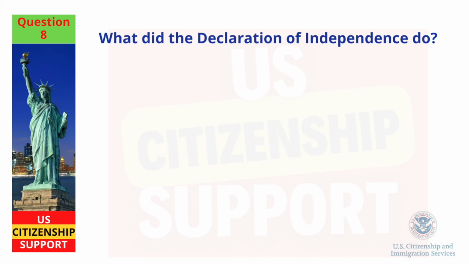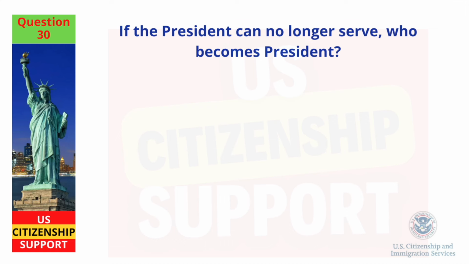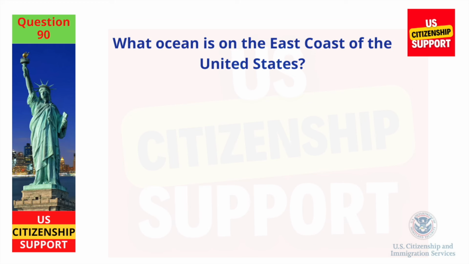What did the Declaration of Independence do? Announced our independence from Great Britain. If the president can no longer serve, who becomes president? The vice president. Who signs bills to become laws? The president. What ocean is on the east coast of the United States? Atlantic Ocean.